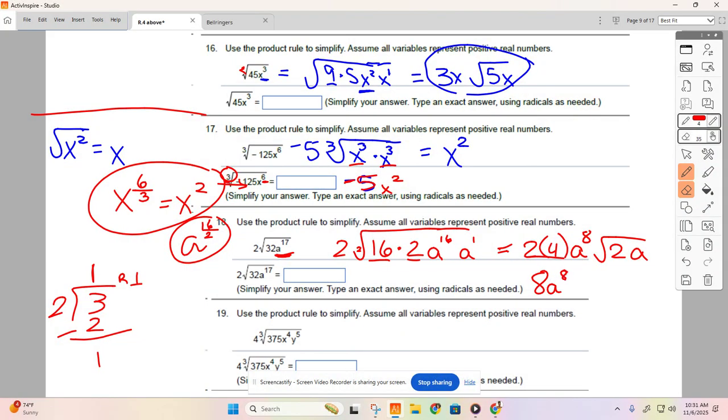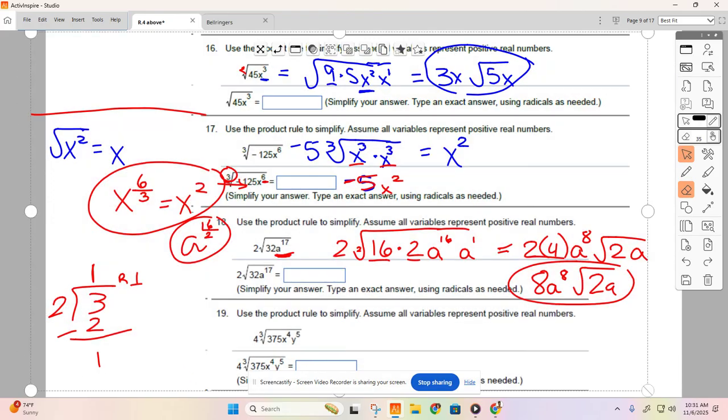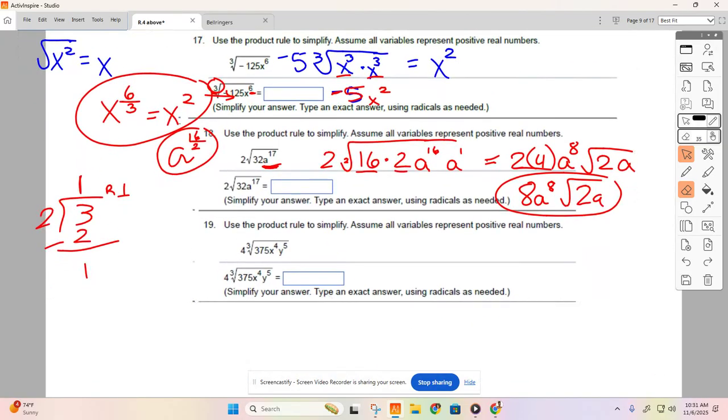So this should have been 8a to the 8th times the square root of 2a as my final answer for that one. All right, my 4 is on the outside, I'm leaving it there. I'm taking the cube root this time. I want to look at my perfect cubes over here: 1, 8, 27, 64, 125. I want to see if I can separate 375 as two factors that has a perfect cube. 375 is 125 times 3.